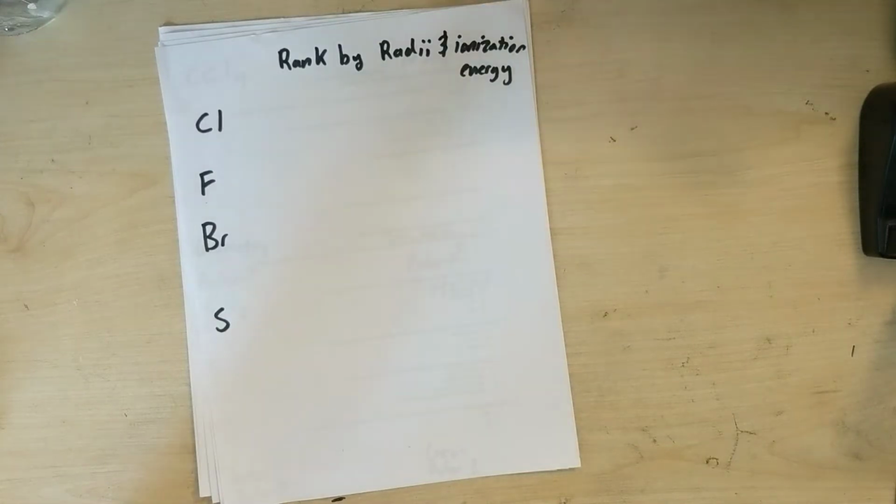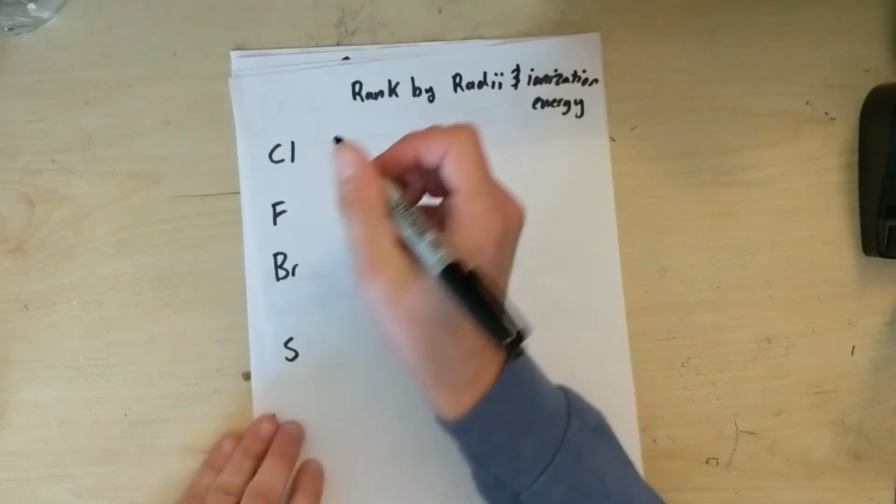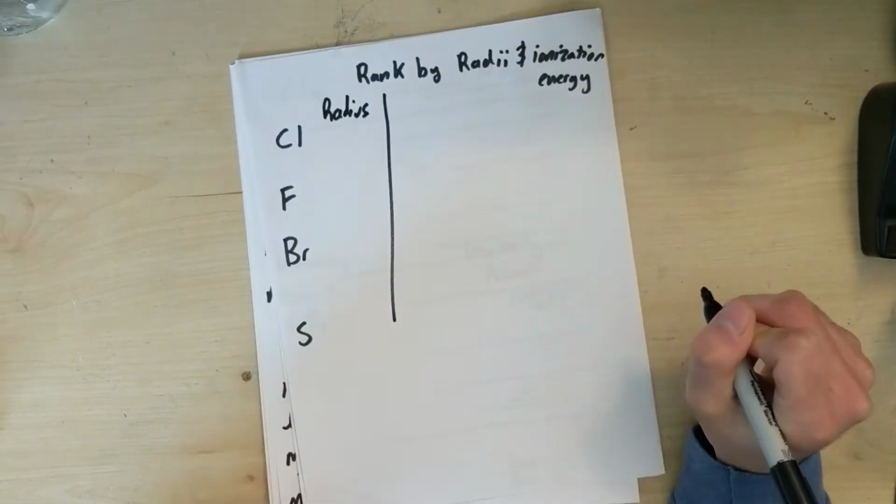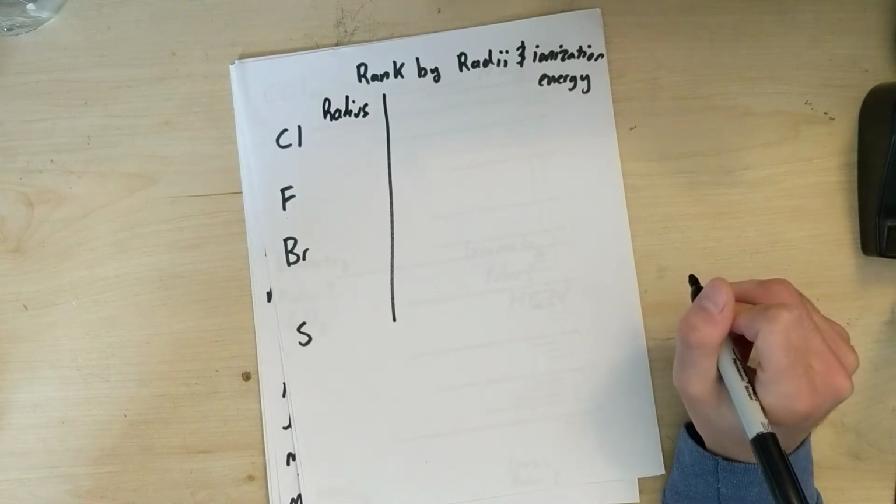So if we're saying what is the biggest, let's start off with radius. We'll do radius as the first column there. So we're doing what is the biggest.